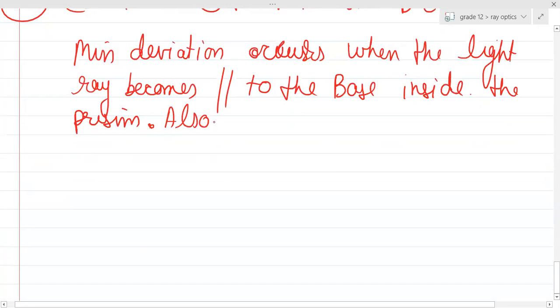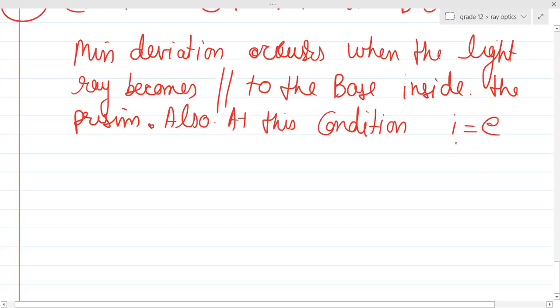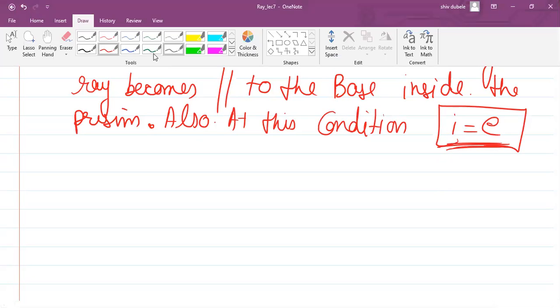Also, at this condition, the angle of incidence and angle of emergence will be equal. Is it clear? I'll try to draw this for you.